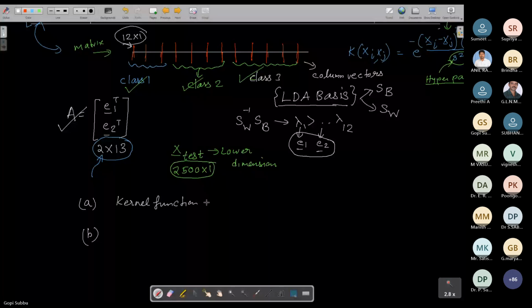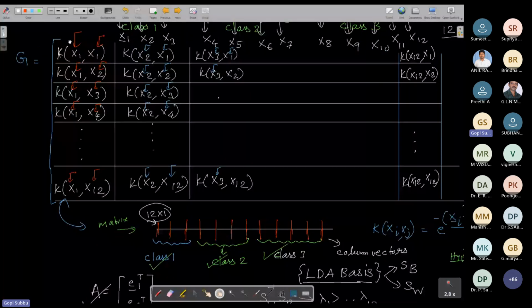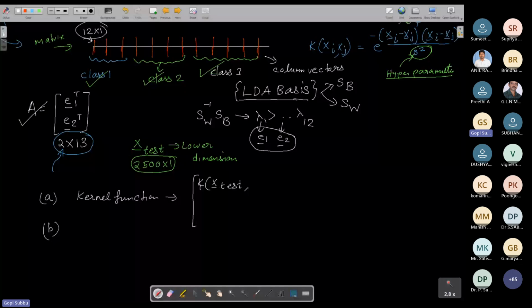So what is that vector? Like k of x test, just like how we constructed that matrix here, right? So we constructed the matrix. We kept one of the vectors fixed and the other vector ranging all the way from x1 to x12, which is basically the training data, right? So like that, here also we are going to do x test and then x1, and then k of x test, comma x2. It goes like that, right?